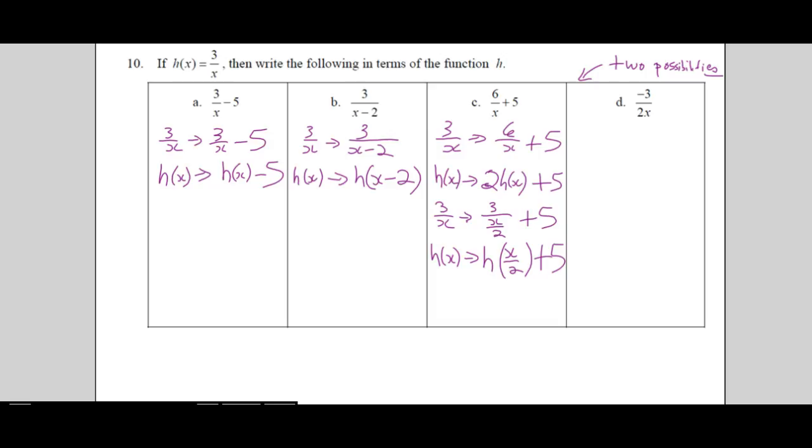Try them before you just go look at the answer, right? How do you know the answer is right? Well, put an x over 2 in there, then simplify that and get the 6 over x plus 5. Put an x minus 2 in the original, you get 3 over x minus 2. So try to get back to the original. If what I've written is correct, then I should be able to get the 6 over x plus 5.